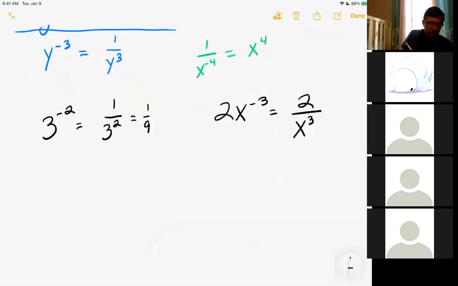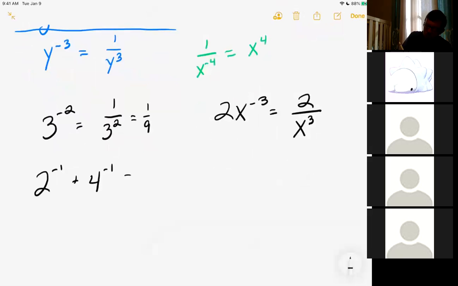You can get really creative with these because I know you want to. 2 to the negative first and 4 to the negative first. So 2 to the negative first is 1 over 2. And 4 to the negative first is 1 over 4. Notice that I dropped the 1s there, the negative 1 exponents, because 2 to the first power is just 2. And now I have 1/2 plus 1/4, which is 3/4.